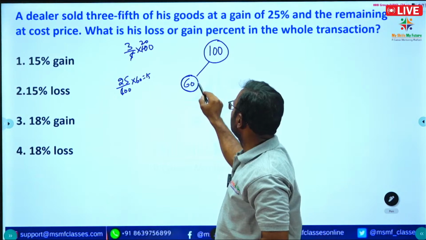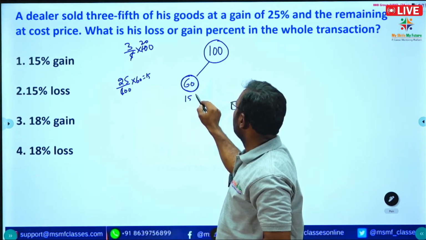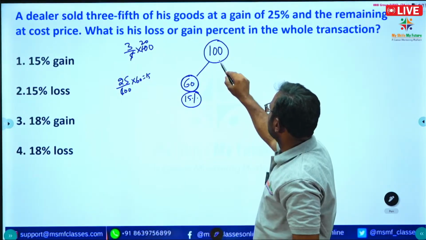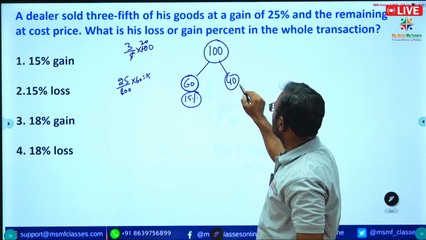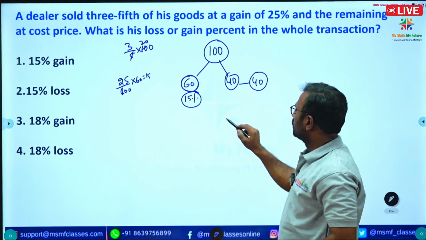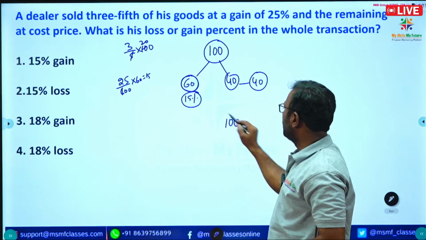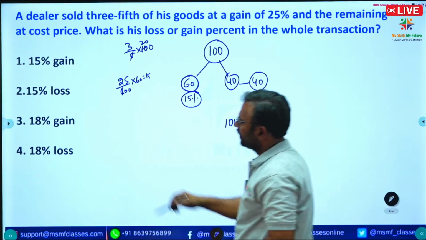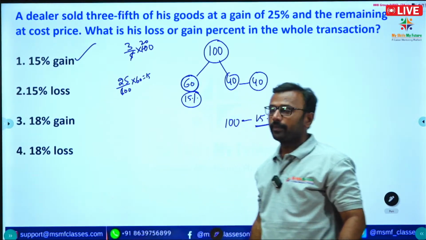So he sold these goods at 15% more. Here the remaining 40% of goods is sold for 40 itself. So in total, 100 sold and he gained 15% profit. So option 1 is correct. Right. Next question.